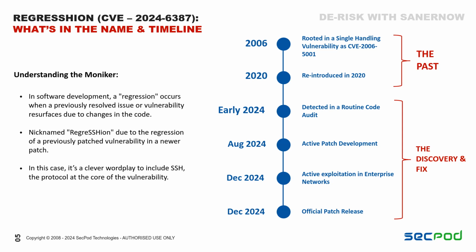Regression occurs when previously resolved issues reappear due to changes in the code base. In this case, the vulnerability is a re-emergence of CVE-2006-5051, which was fixed in 2006. However, an update to OpenSSH in October 2020 inadequately removed critical safeguards, reintroducing the issue. This highlights the importance of rigorous regression testing to prevent these kinds of vulnerabilities from resurfacing.